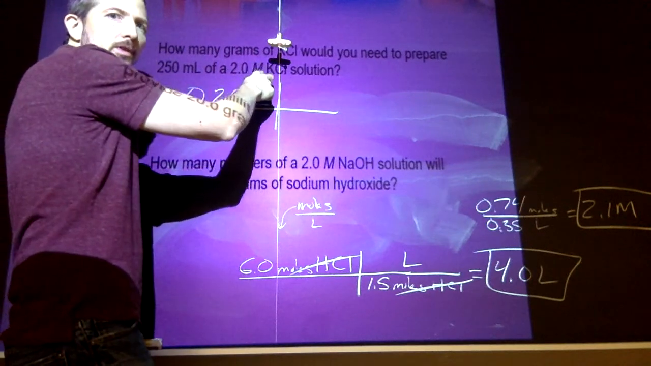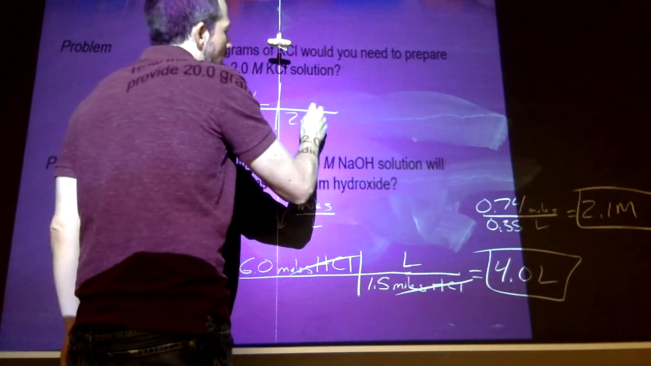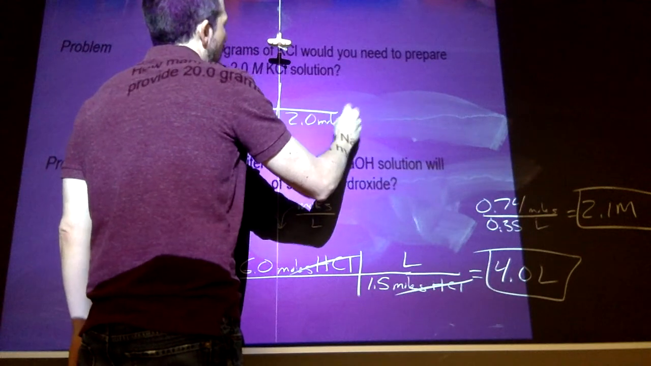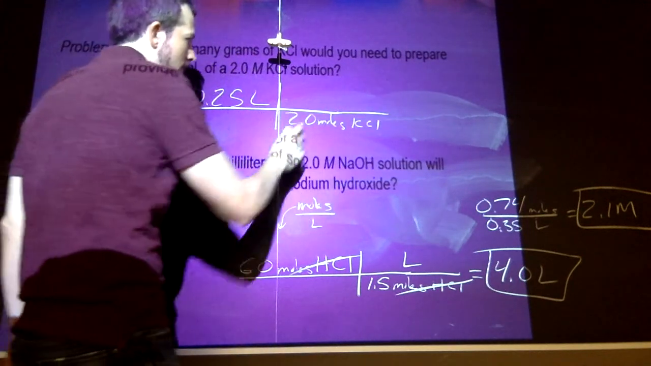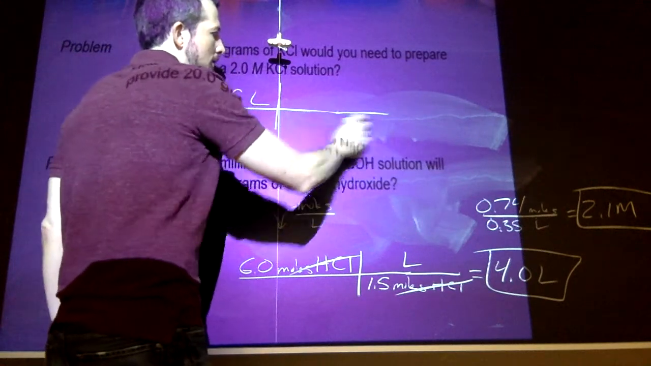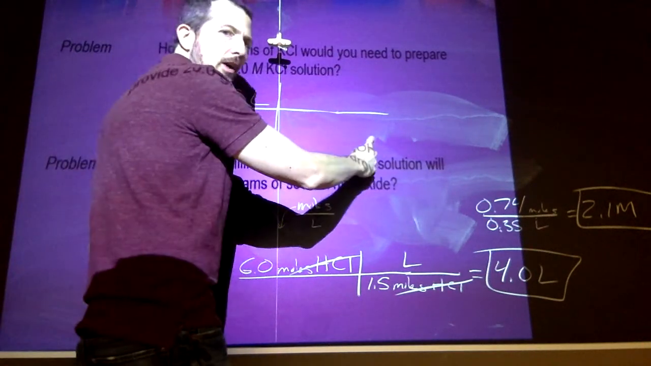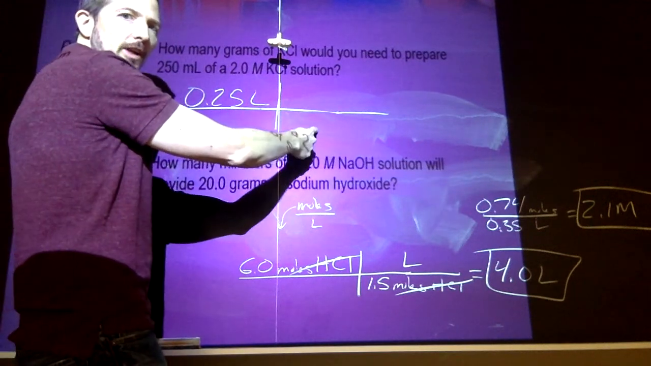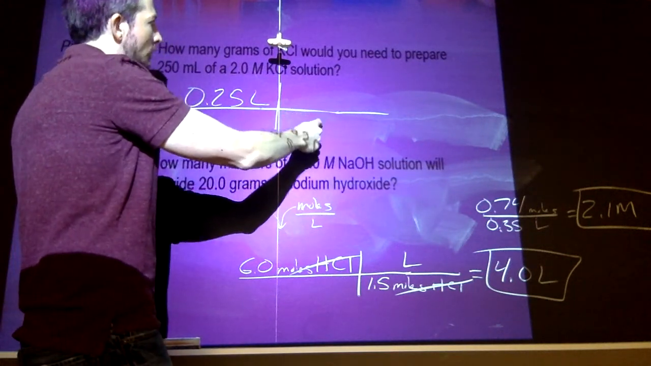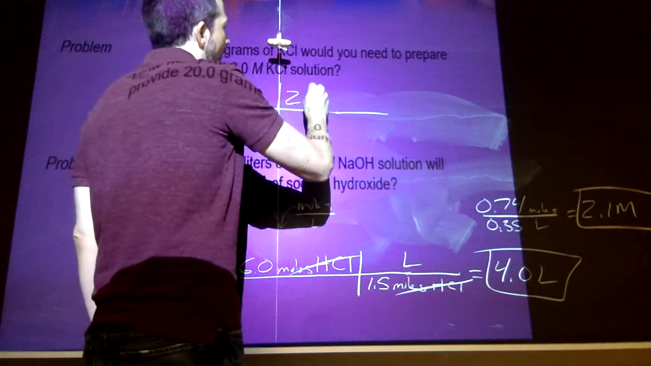This is moles per liter, so 2 moles KCl. You notice I put that on the bottom, but that was moles. So up here is liters, so it wouldn't have canceled out. So I need moles on top here, so liters will cancel out.